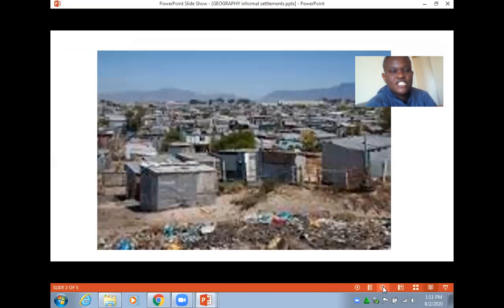We know them as shanty towns. We know them also as squatter camps. They are settlements where people just occupy illegally and they make up their own houses using very, very cheap material. So this is an image that shows an example of an informal settlement in South Africa.